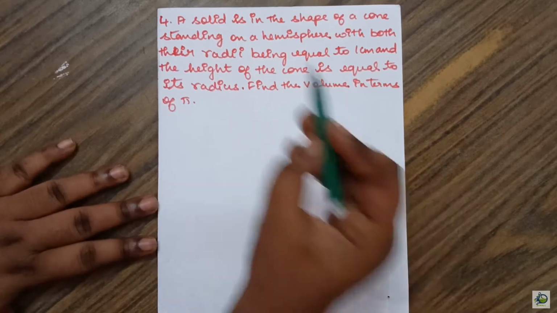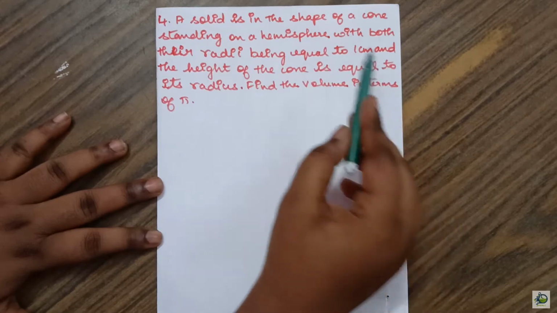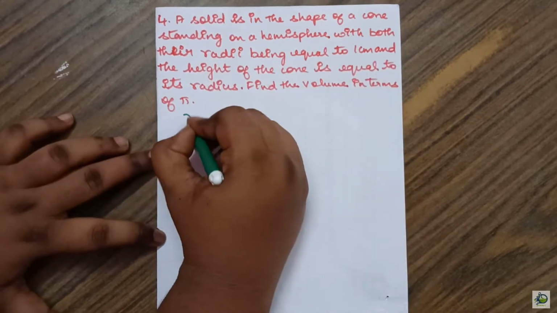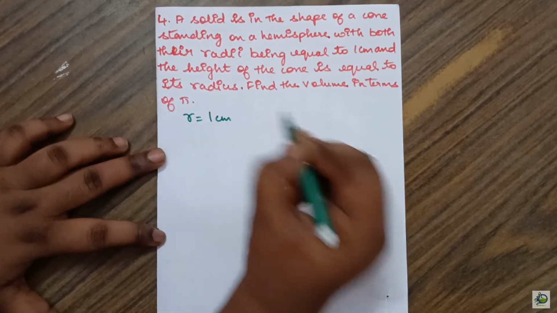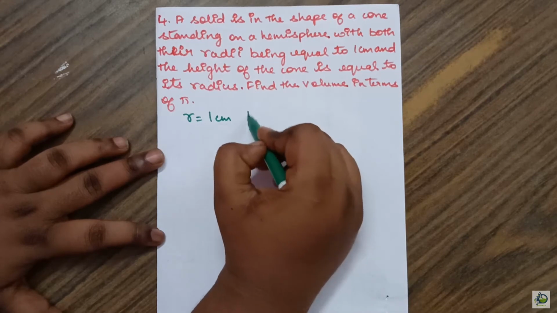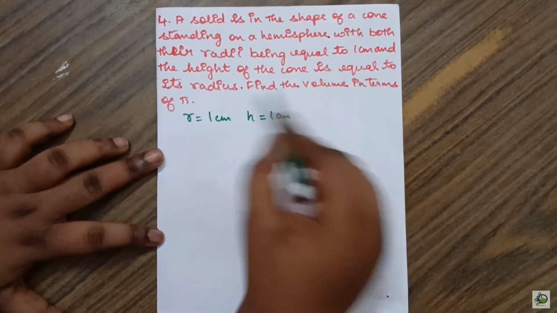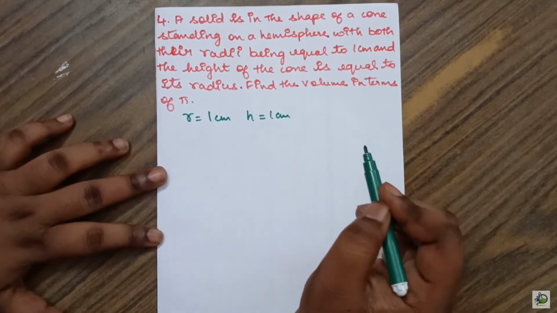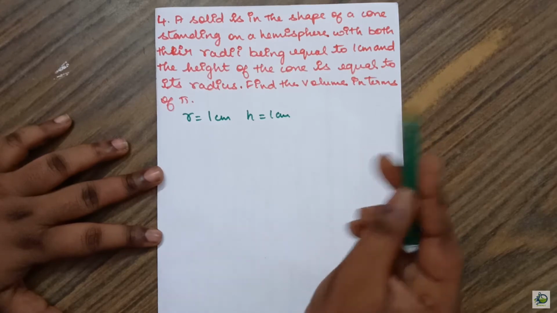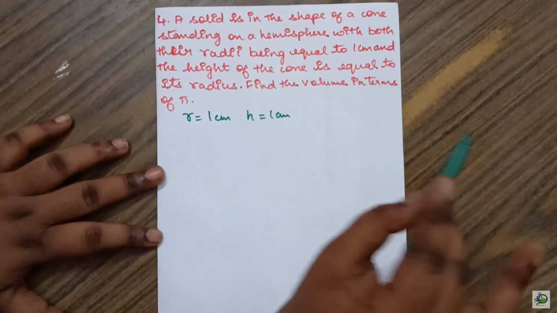Volume based problems. A solid is in the shape of a cone standing on a hemisphere with both their radii being equal to 1 centimeter. So radius is equal to 1 centimeter and the height of the cone is equal to its radius, so height is also 1 centimeter. Now what we have to find is the volume in terms of pi, which means we don't need to substitute 3.14 or 22/7 instead of pi. We are going to find the answer in terms of pi itself.